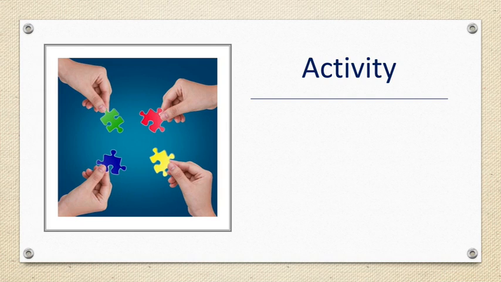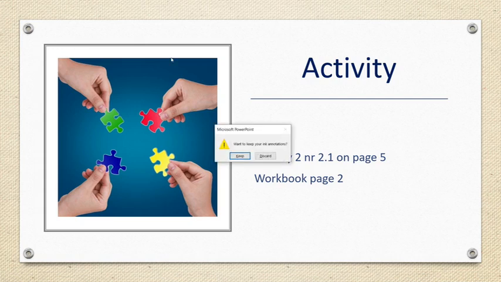The easier ones, obviously, you can do on your own, and you've got the answers for them, so please work through them. We're going to look at activity 2, only 2.1. Later we do the rest of that one on page 5, and in your workbook it is on page 2. So let's see how we're going to do that.